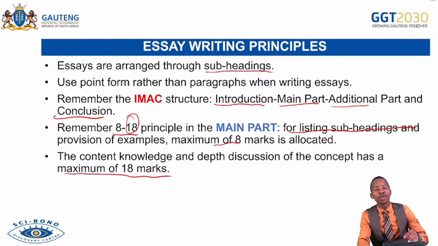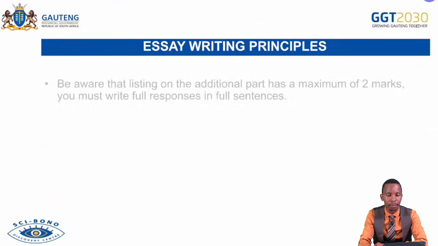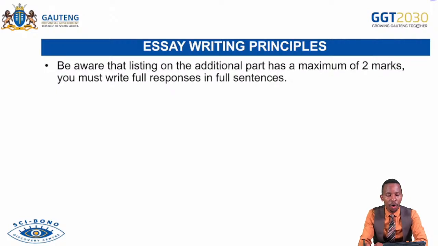So whenever you write your essay, ensure that you provide subheadings, and where possible provide examples so that you can get those lower order marks, and then you go to the discussion. The depth of the essay will give you 18 marks. Be aware that listing on the additional part has a maximum of 2 marks. Do not list under the additional part.